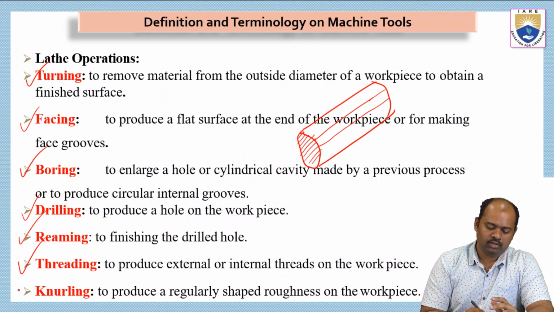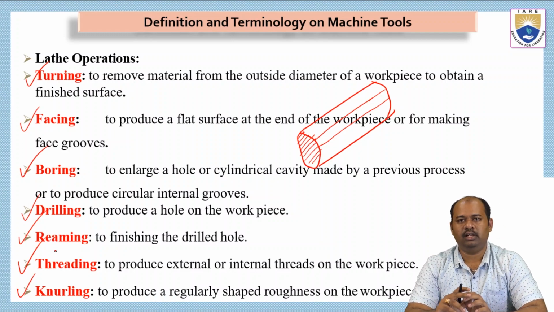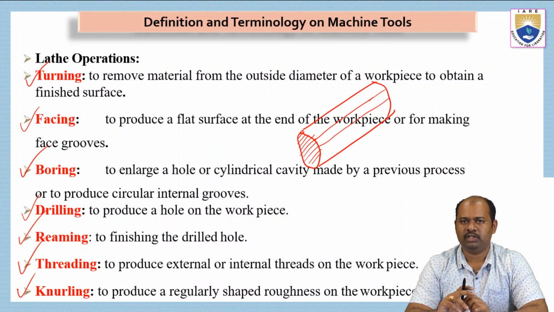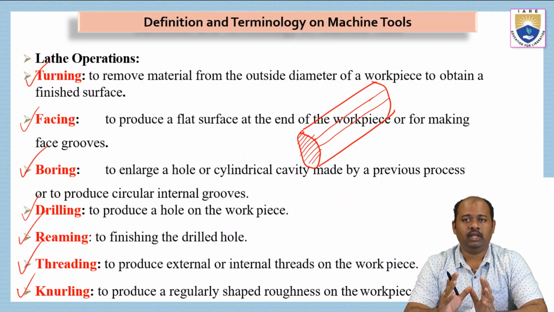And then we have the last operation, that is knurling operation. So what is knurling operation? Knurling is an operation in which a regularly shaped roughness is created on the workpiece, on the mechanical element.